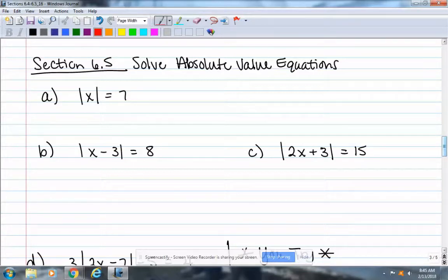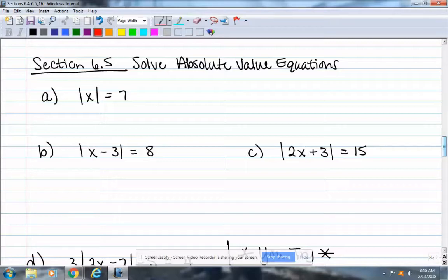Okay, so absolute value is a distance a number is from 0. That's why it cannot be negative, because distances are not negative, no matter which direction you go. All right? So absolute value is always going to be positive because it's always a distance it is from 0. So this is the absolute value of some number equals 7. How many numbers have an absolute value of 7?